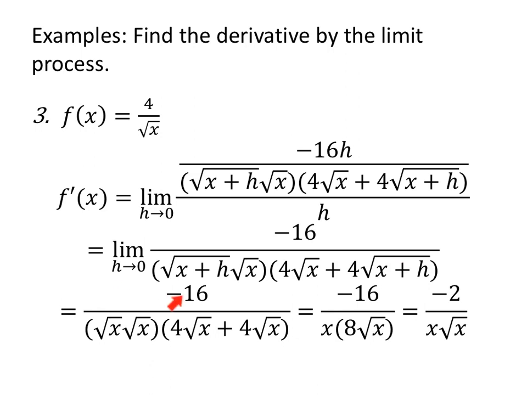If h goes to 0, I'm going to replace every single h with a 0. So that's the square root of x times the square root of x. 4 square root of x plus a 4 square root of x. So I'll have a negative 16 in the numerator and x, and 8 square roots of x in the denominator. Negative 16 over 8 simplifies to negative 2 over x square root of x. That is an ugly derivative.